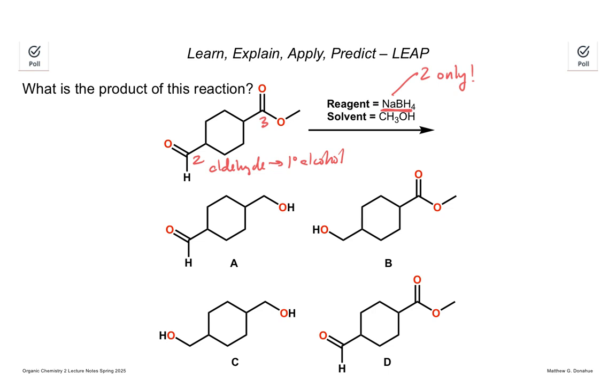So when you look at the possible choices, which one is the best fit? So B. The ester has to stay the same. The aldehyde is reduced down to oxidation state 1, and it ends up being a primary alcohol. So that reagent is called chemoselective. Even though it's a reducing agent, it only acts upon certain functional groups.